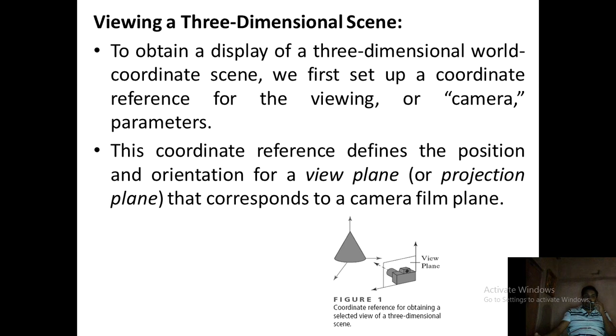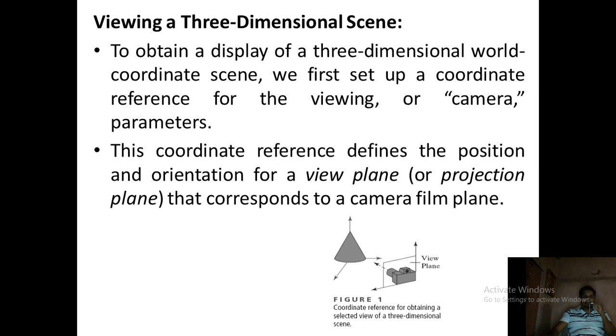How do we set the camera in the real world? We set a camera, and from that camera we take a picture. Like that, in OpenGL also we have to set camera parameters. That is a coordinate reference for viewing or camera parameters. This coordinate reference defines the position and orientation of the view plane or projection plane that corresponds to the camera film plane. In a real-life camera, first we fix a camera somewhere, then from that camera we take a picture. That is what this coordinate reference defines.